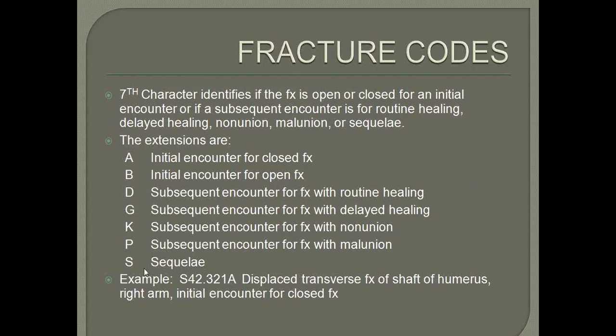So, for example, in fractures, this would be a code used for the fracture. So this would be S42.321A, which is a displaced transverse fracture of the shaft of humerus, right arm, initial encounter for closed fracture. Okay? And so the A is telling them that this is the initial phase of treatment for a closed fracture of the transverse shaft of the humerus of the right arm.